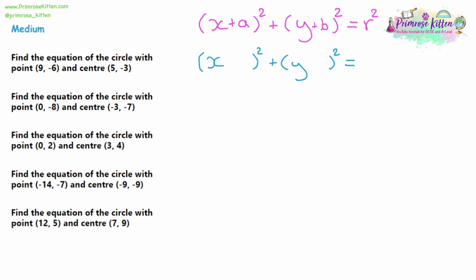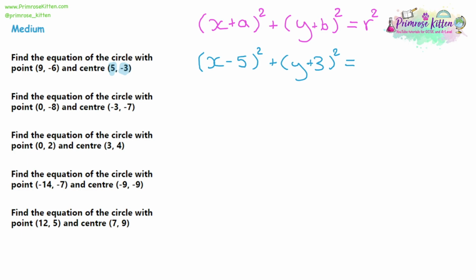that they have. So firstly, looking at the centre, it is at 5, -3. So we're writing the opposite of those numbers. We don't write in +5, we write in -5. We don't write in -3, we write in +3. So that's the first part of our equation completed.